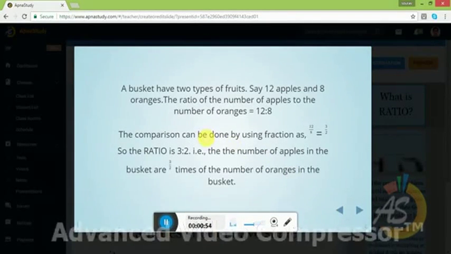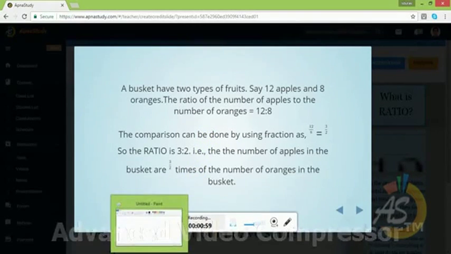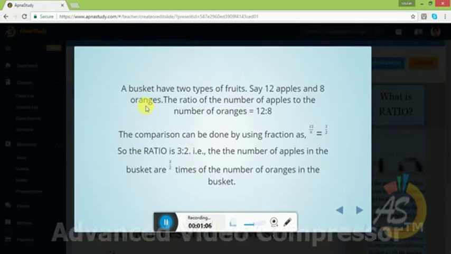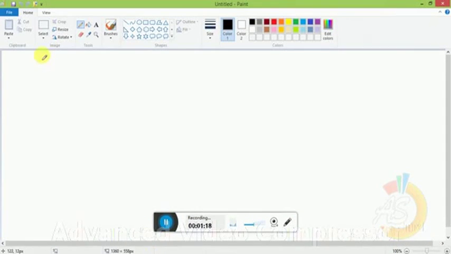Here I have given some example. So let's try to find what is ratio by discussing this example. Here the example is saying that a basket have two types of fruits. One is apple and another is orange. In the basket it contains 12 apples and 8 oranges. So we have to find ratio of the number of apples to oranges.